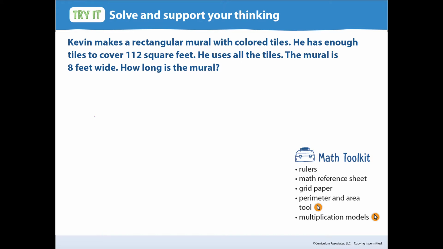So on your own, you're going to pause the video and try out this problem by yourself in your workbook, and then we are going to go back through the solutions. So once again, Kevin makes a rectangular mural with colored tiles. He has enough tiles to cover 112 square feet. He uses all the tiles. The mural is 8 feet wide. How long is the mural? So as soon as you have this problem solved, press play again so we can discuss and go through solutions.